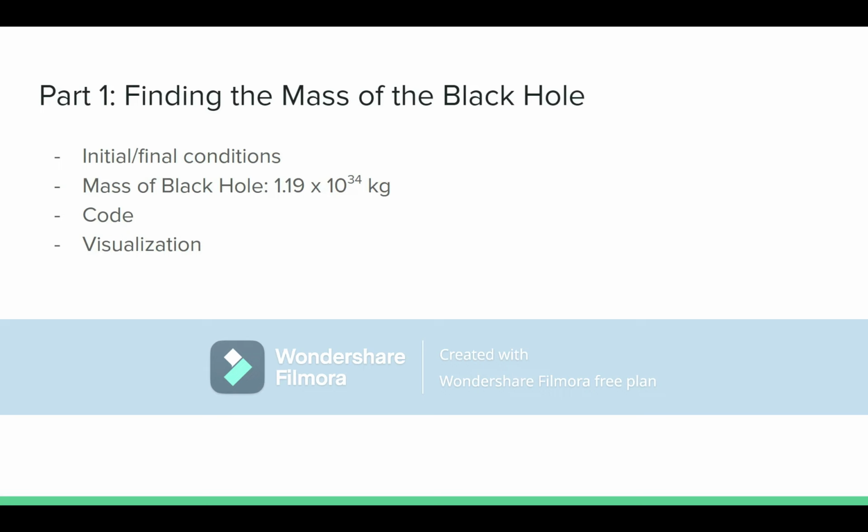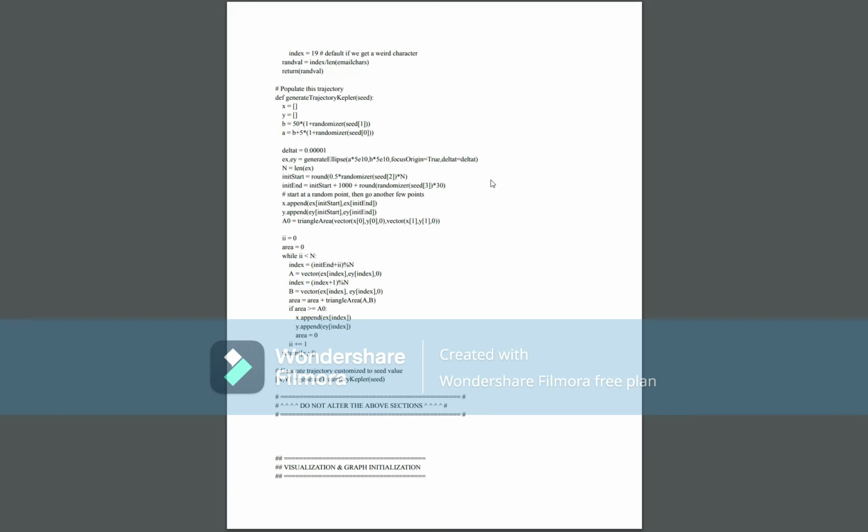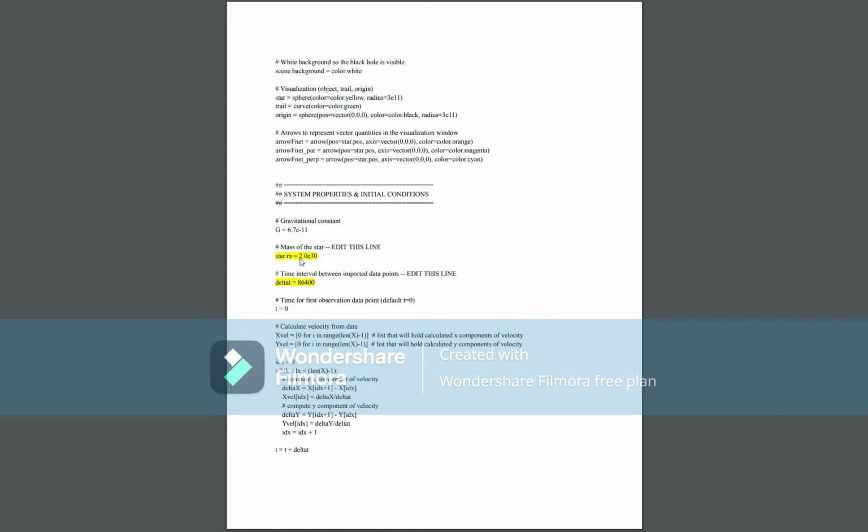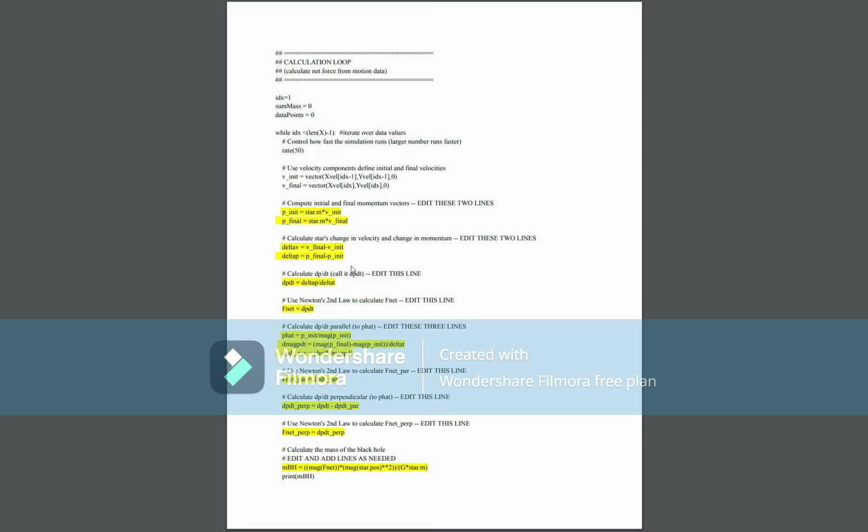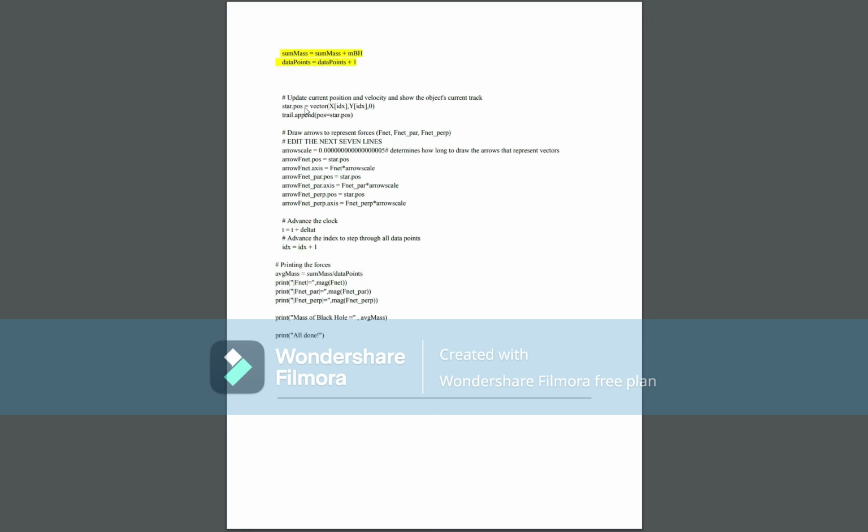For part 1, finding the mass of the black hole, the initial conditions of the star were that its mass was 2.0 times 10 to the 30th kilograms, and that it had a momentum I will show later in my code. For part 1, the star's mass is listed here. The time interval is 86,400 seconds because that is how many seconds are in a day. We have the momentum and velocity components of the star at various times, and we use those to determine the net force acting on the star in both the parallel and perpendicular directions, and from that we can find the mass of the black hole.